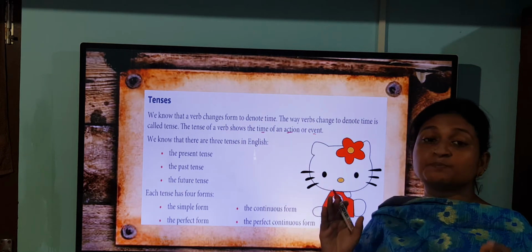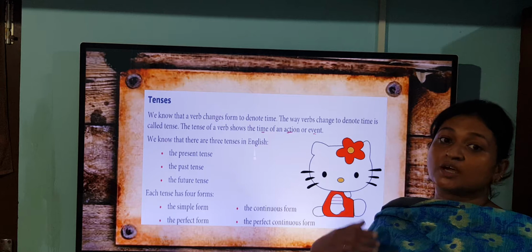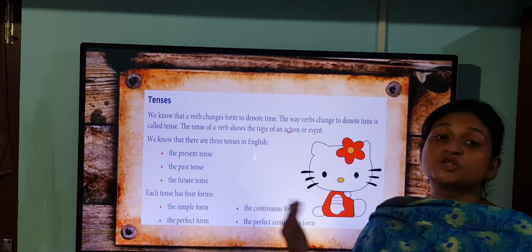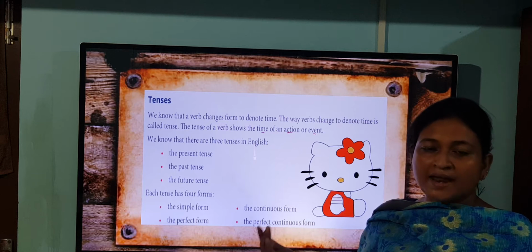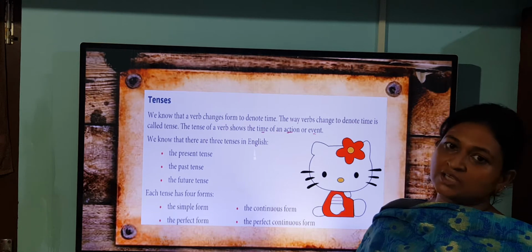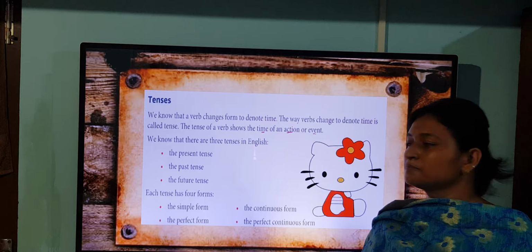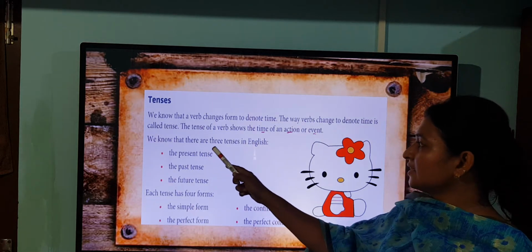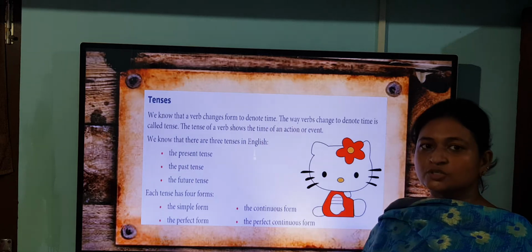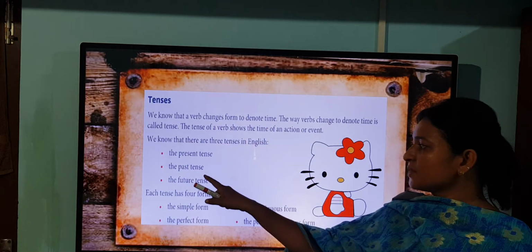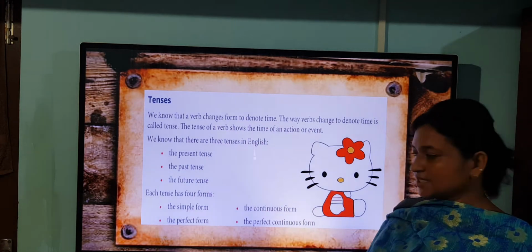So tenses basically help us to communicate with a person, talking about our past, present and future. Anything, it could be our activities, our upcoming projects, or what we did in the past. We know that there are three tenses in English. How many tenses are there in English? Three. Present tense, past tense and future tense.